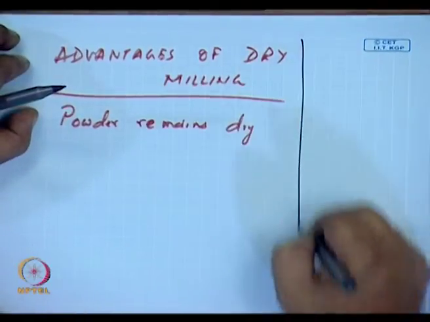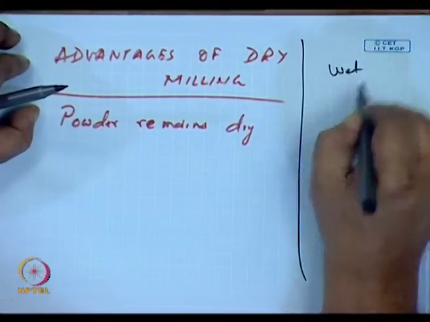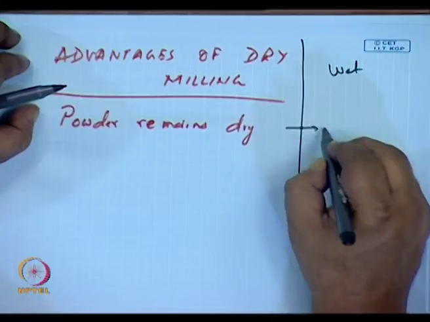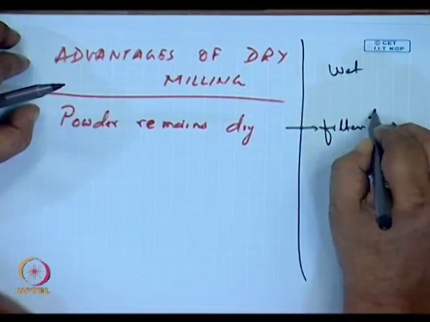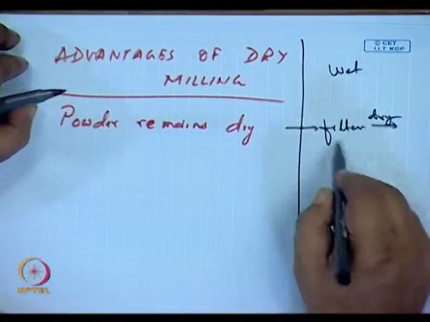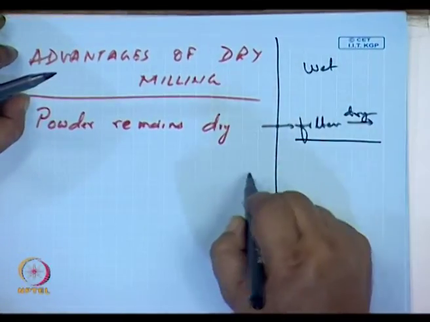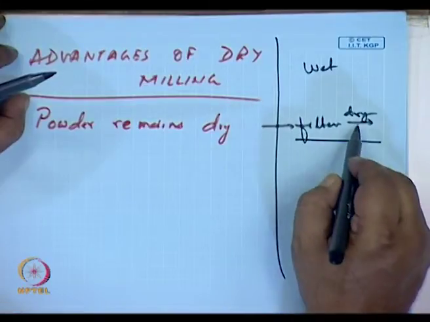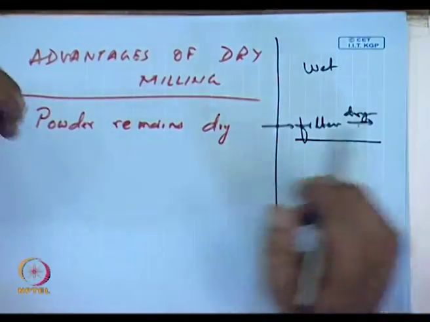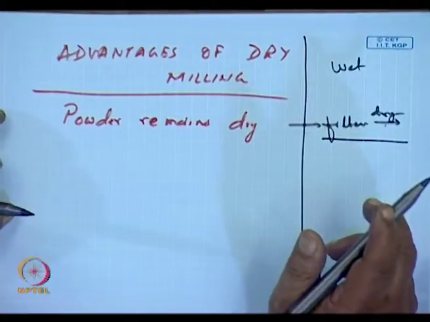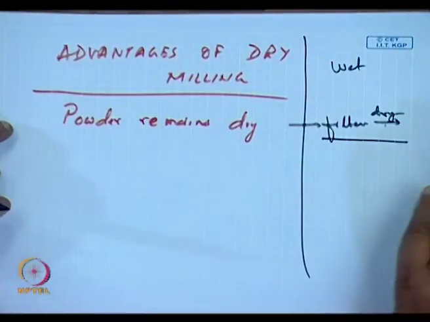If it was wet, you would have to filter and dry, which is adding 2 more unit operations. Further, during drying, the powders may coalesce, leading to agglomeration. So the advantage of dry ball milling is that the powder remains dry.